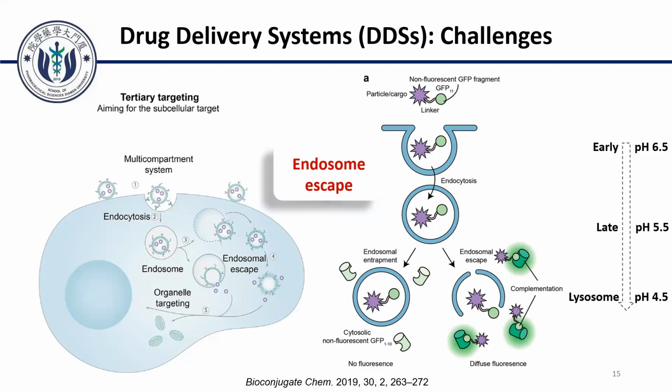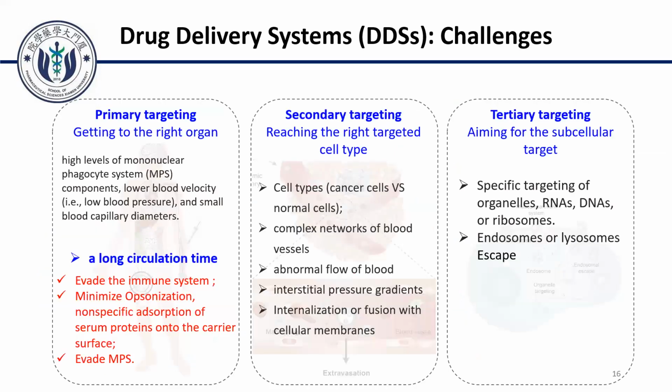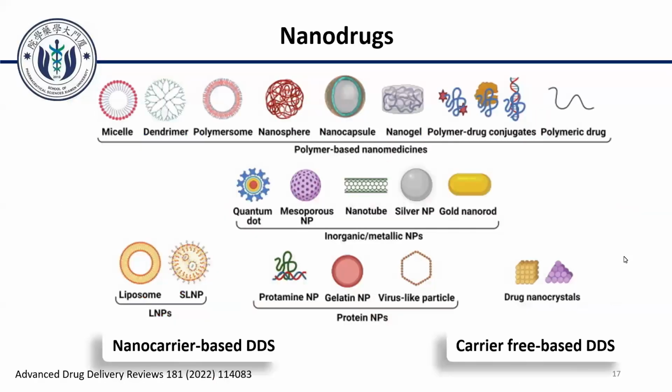Okay, so here I summarized what we need to consider in each targeting stage. Primary targeting: first of all, getting to the right organ. Secondary targeting: getting to the right cell type, distinguishing normal cells from cancer cells. And tertiary targeting: it's good to target the subcellular level to enhance the bioavailability of drugs. In this case, endosome or lysosome escape is particularly important.